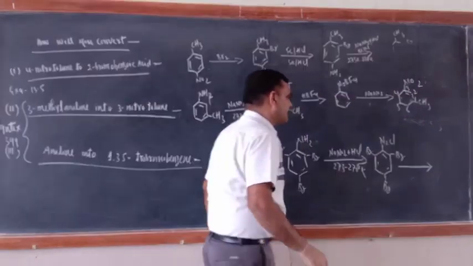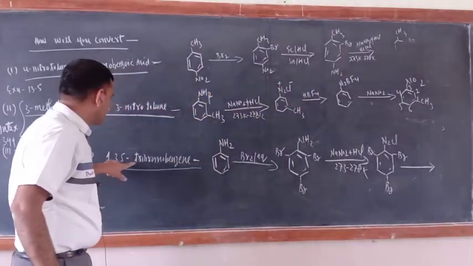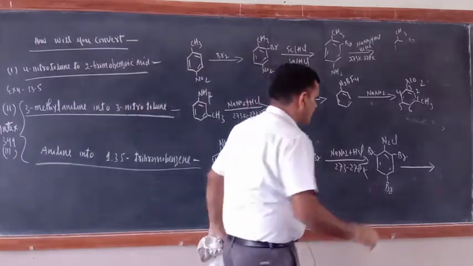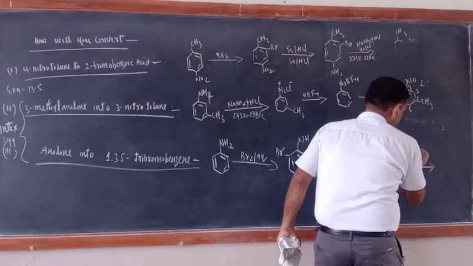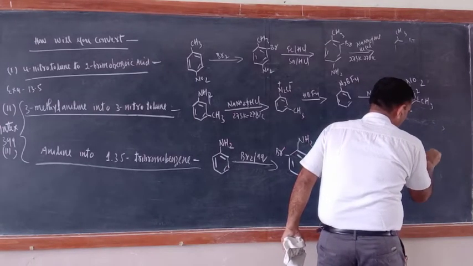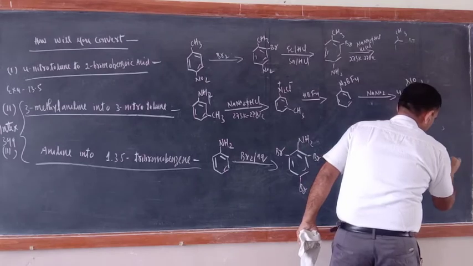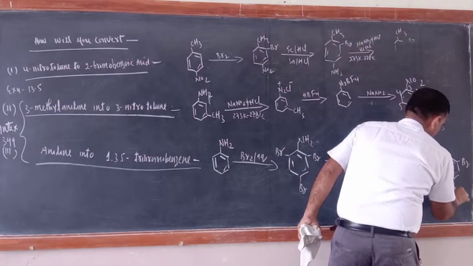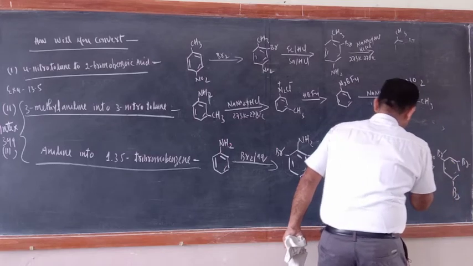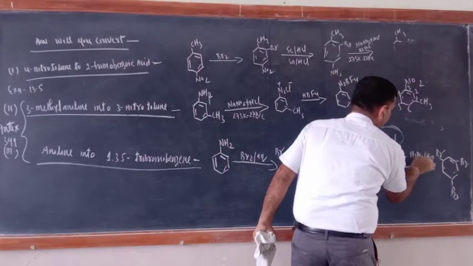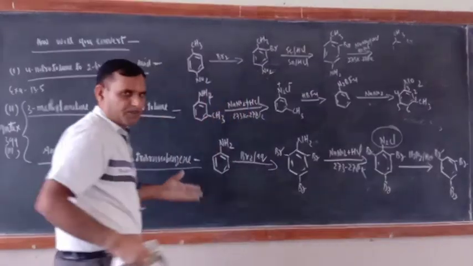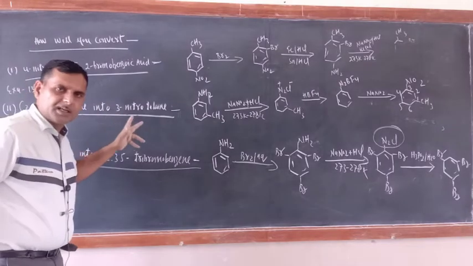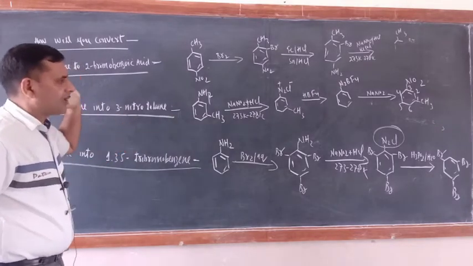Now the amino group should be removed because we want 1,3,5-tribromobenzene. So now treat this one with H3PO2 and H2O. Now the entire group will go, and here you will get Br, Br and Br, because N2Cl will go when you treat with this. So all three, nothing is there, only basics are there. If you know the basics, then very easily you can convert.